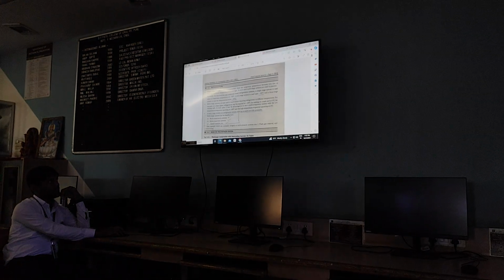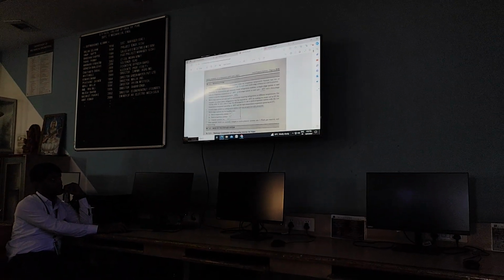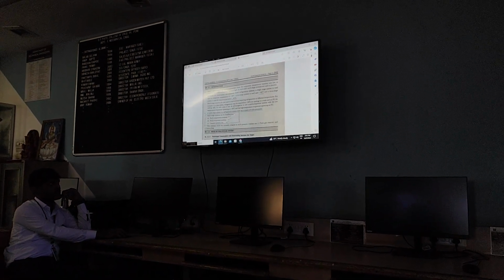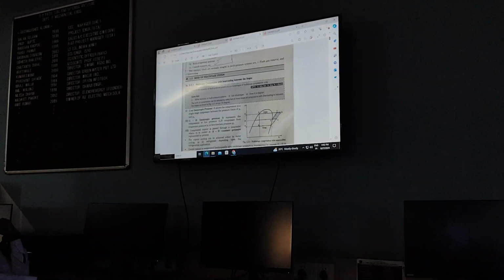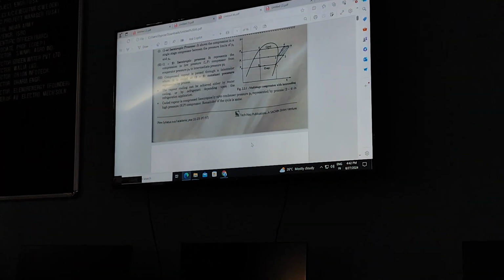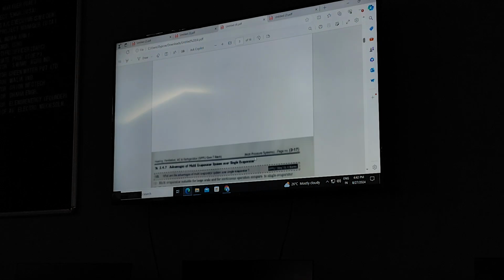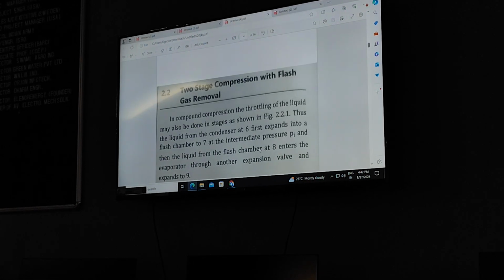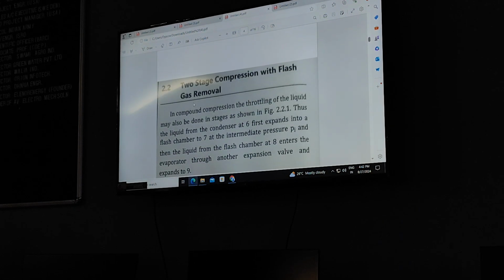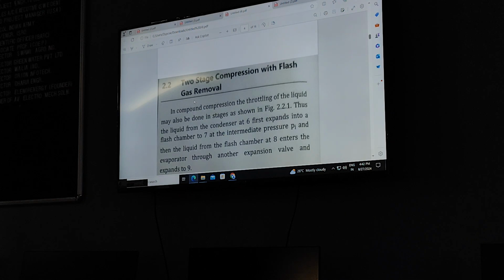Here you can see there are three sections: multi-compression, multi-evaporator and cascade system. What is the need of a multistage system? That is given here. You can go through it, right? Then in the first section, that is the multi-stage compression system.